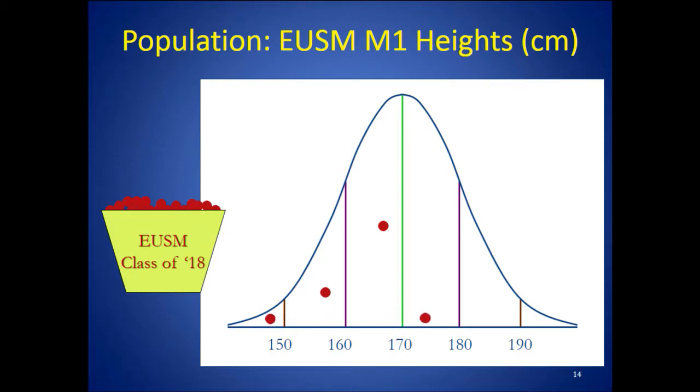What's the probability of pulling somebody out whose height is less than 150 or greater than 190 centimeters? Well, we've got 5% of the data left, right? 5% of the observations left, so it's going to be 5%. And the probability of picking somebody out whose height is going to be less than 150 centimeters is going to be 2.5%, because that's how much we've got left in this tail of the curve right here.